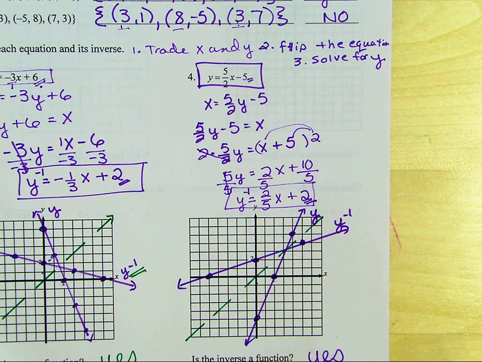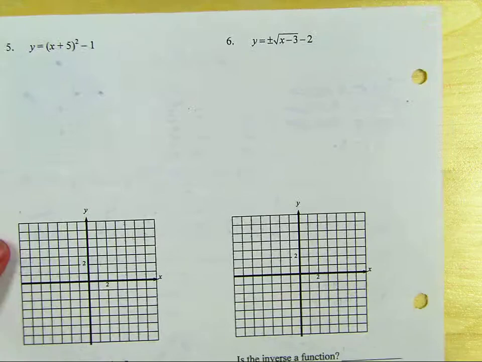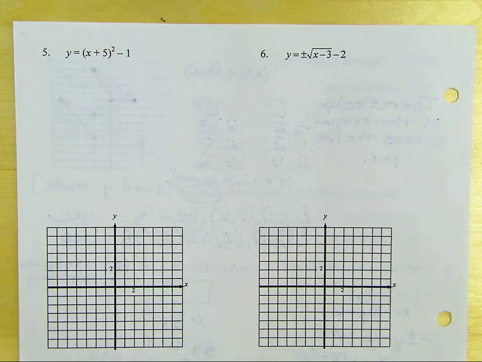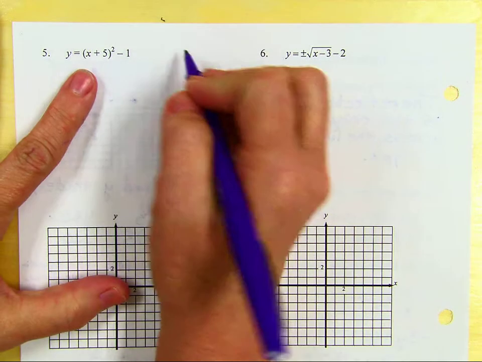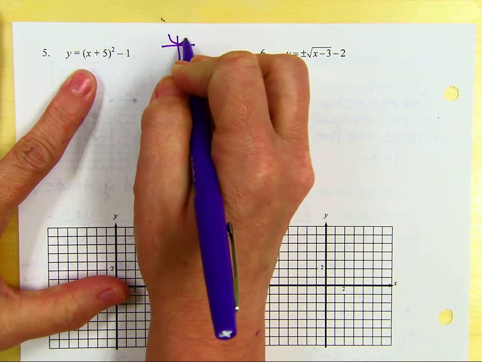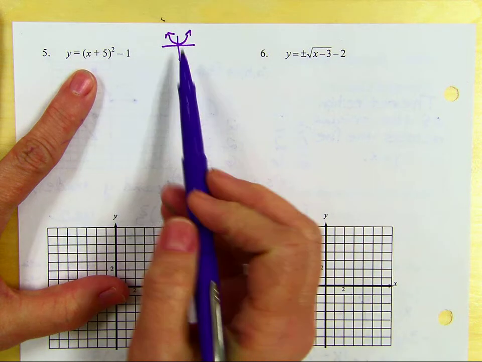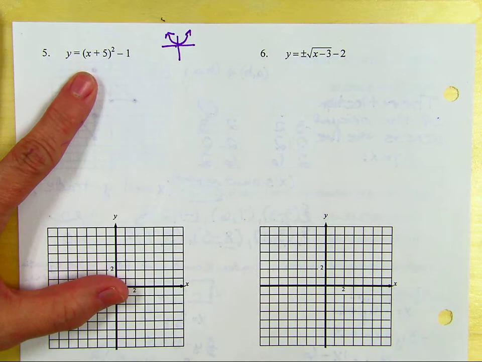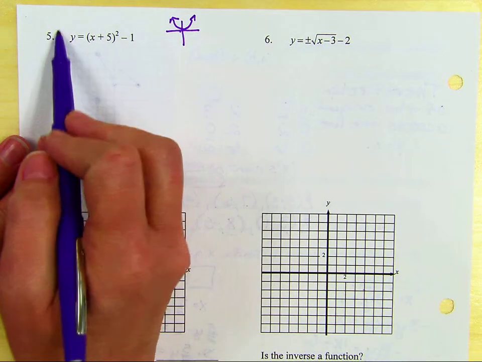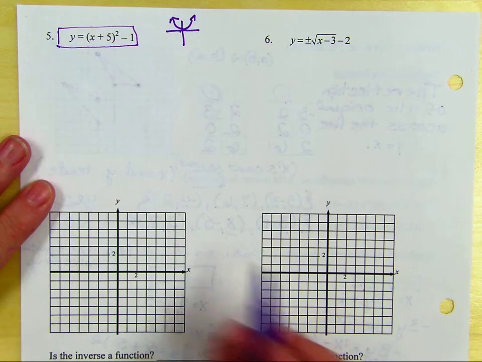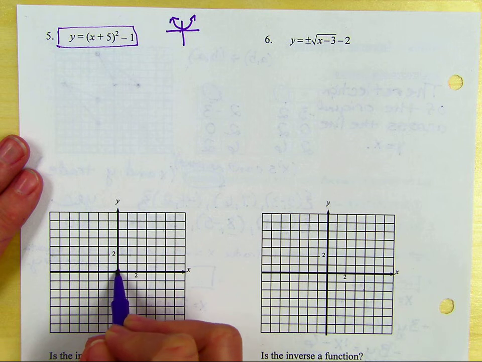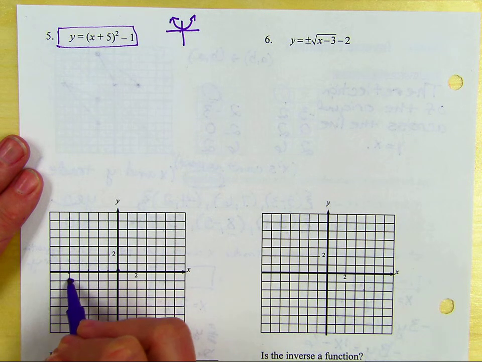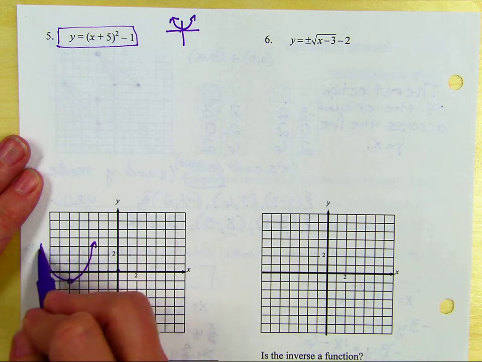All right, let's keep going. Okay, some of this is remembering how to graph. So we need to remember that this graph is a quadratic. I'm going to take the parent and move it left 5, down 1. Let's go ahead and graph the original function. So I'm going to take that 0, 0 and I'm going to move left 5 and down 1. And this is the graph of this function. So I'm going to call it y.